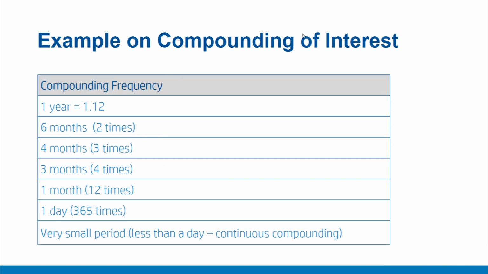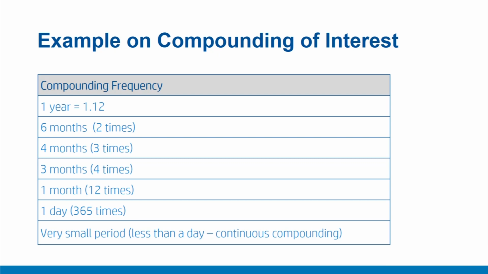Let's consider this example of compounding interest. If your compounding frequency is 1 year and the APR is 12%, then your effective interest rate is 1.12, which is 1 into 1.12. Now, if you compound 2 times a year, that means interest is paid every 6 months, then it is semi-annual compounding. If interest is paid every 4 months, then over 1 year the compounding will take place 3 times.